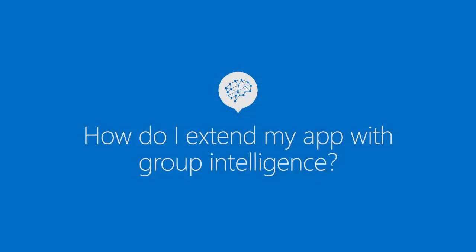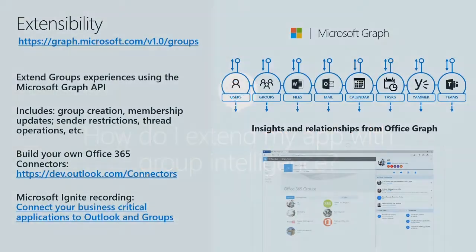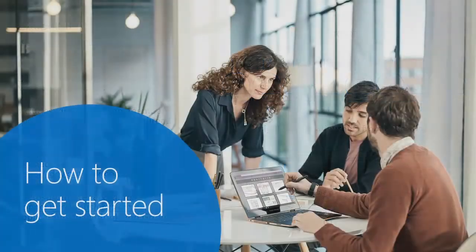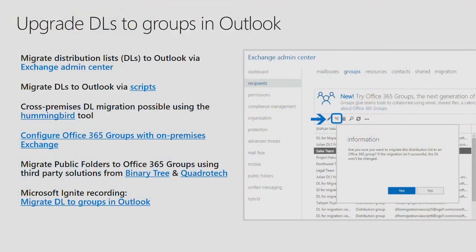Any developers in the crowd? Okay, a couple. Well, this is not a dev-focused session, but let me just say that there's the Groups API that you can use to extend your app with group intelligence. It's based on the Microsoft Graph. So if you haven't been to graph.microsoft.com, that's the site that has all the information. We call it one endpoint to rule them all. And there's a number of resources both on the site and linked here for how you can extend your application with group insights.